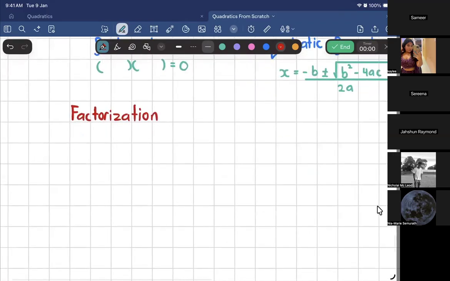On factorization, I'm going to show you two techniques. We're going to look at simple trinomials. You're probably saying, wait, so what is that? Guys, when you hear the word tri, what do we think of? We think of 3.